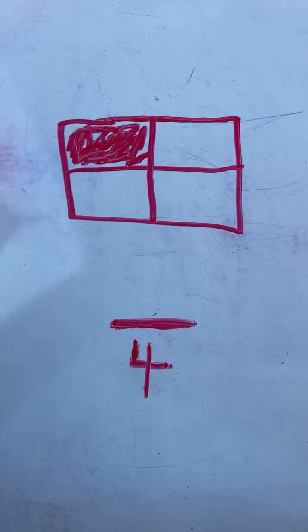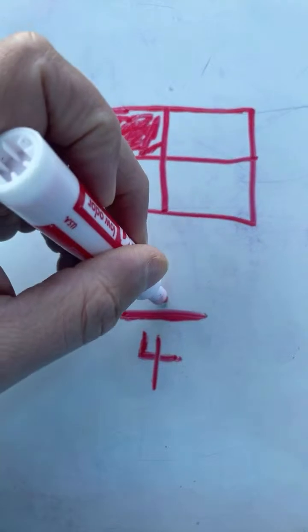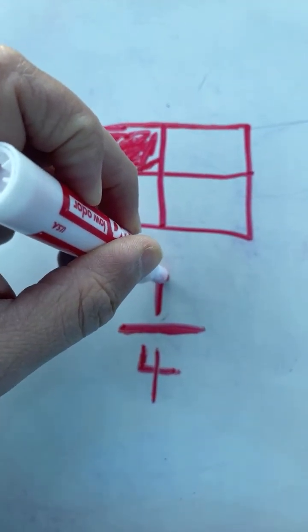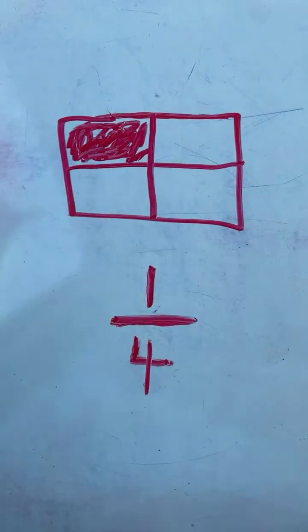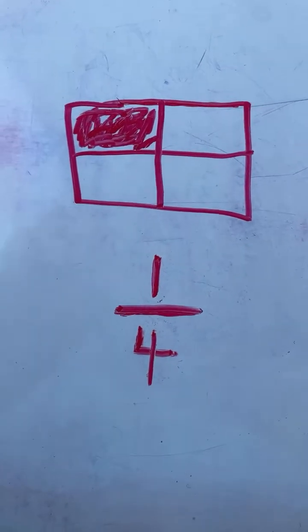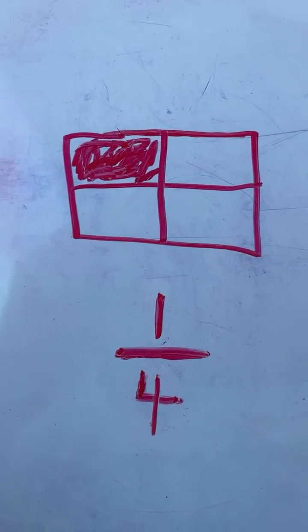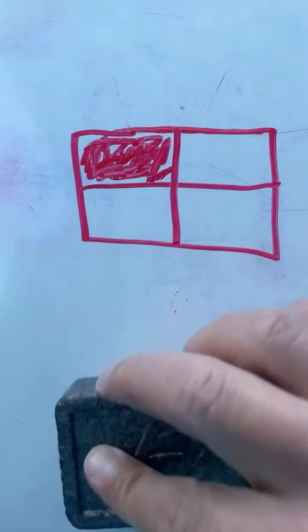Now, I'm going to count how many shaded boxes there are. There's just one, so there's one shaded box. So 4 total boxes, and one of them is shaded. So the fraction of shaded boxes equals 1/4. Alright, next example.